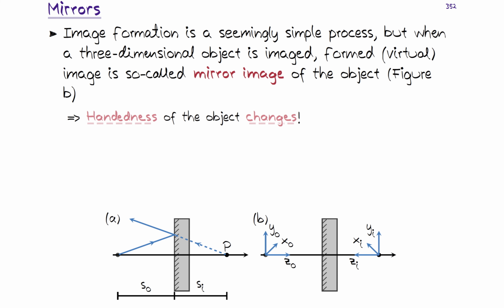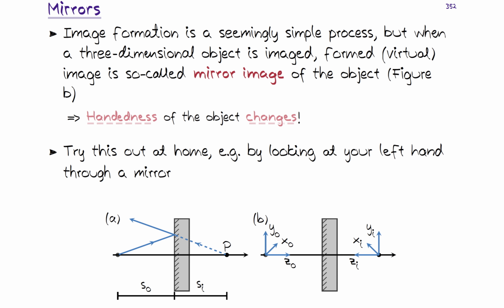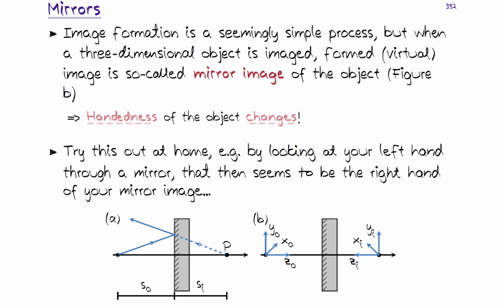What I'm trying to say here, I do not remember if I'm explicitly mentioning this at home. Yes, I have. So try this out at home. Look at your left hand through a mirror. It can be any kind of mirror you have at home, but look at how the left hand looks like. And then when you look at the mirror image of that, it actually looks to be your right hand. And this is exactly what I mean, that the handedness of the object changes when we are imaging through the mirror. Even though it seems to be just a curiosity, this actually matters quite a bit.